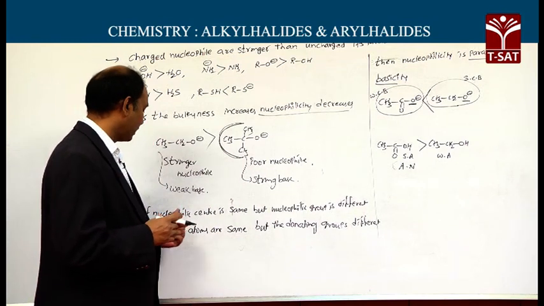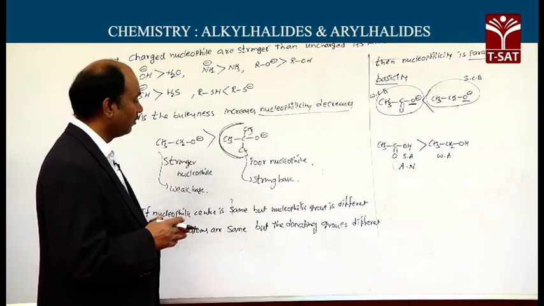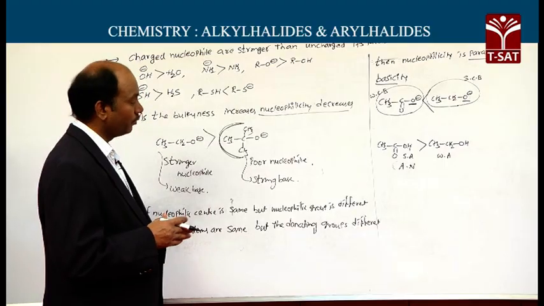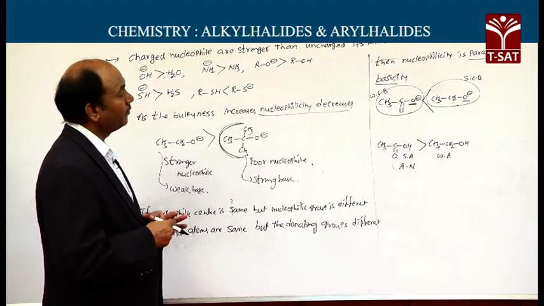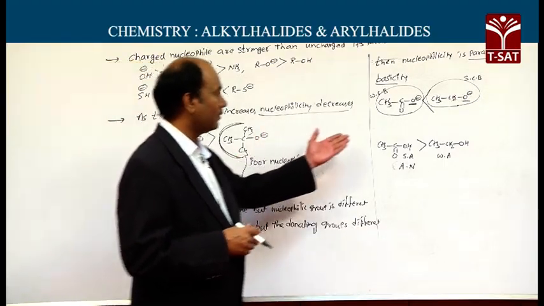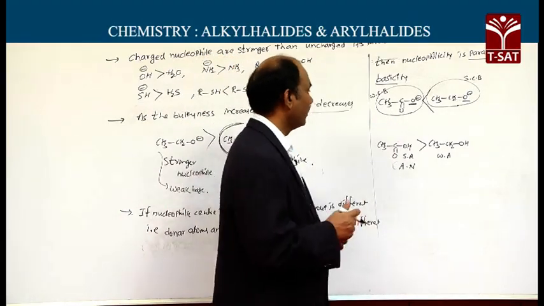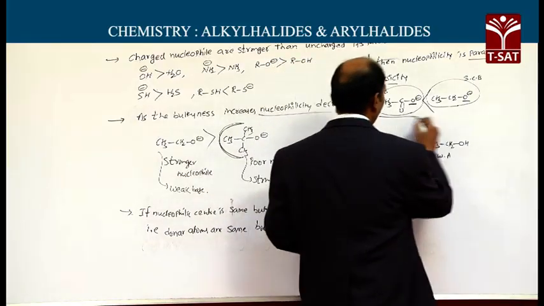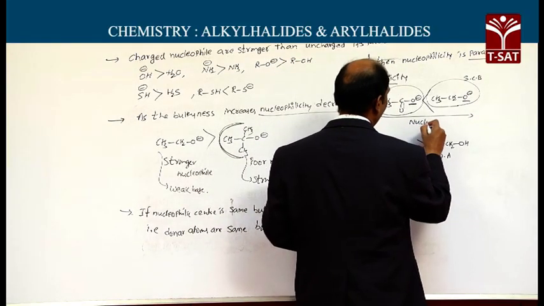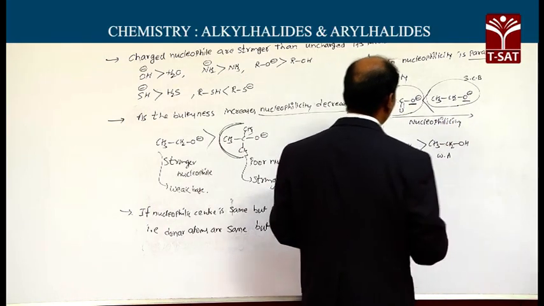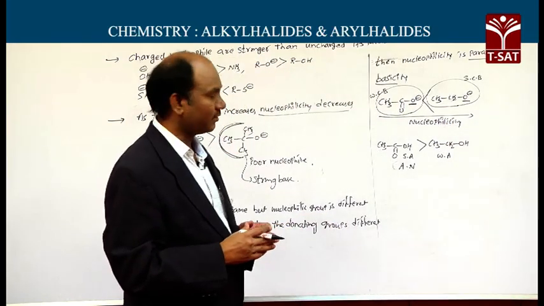If the nucleophilic center is the same, but the nucleophilic group is different, that means donor atoms are same, but the donating groups are different, then nucleophilicity is parallel to basicity. This is acetate and this is ethoxide ion. Now we are comparing the nucleophilicity. So this is a stronger nucleophile. We are comparing the nucleophilicity of acetate ion and ethoxide ion.